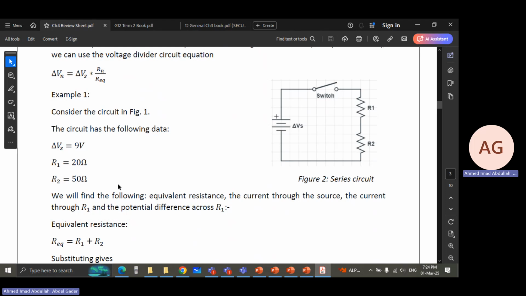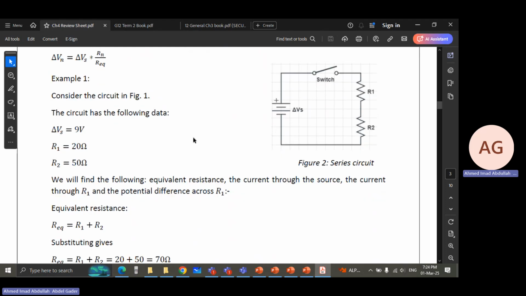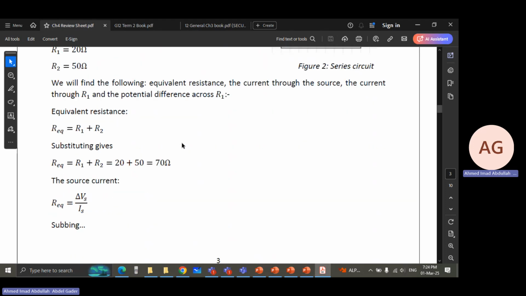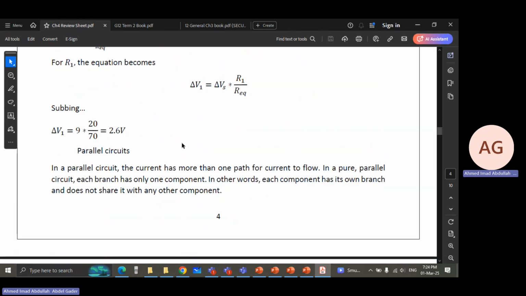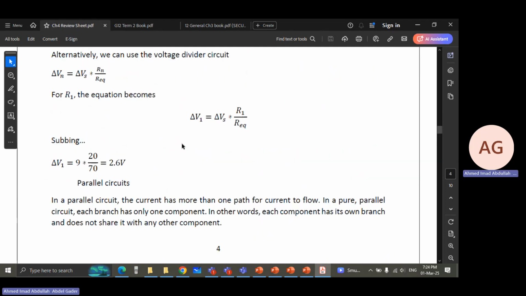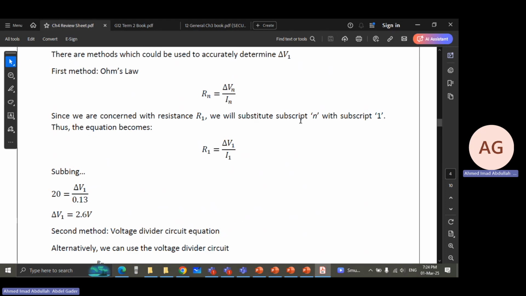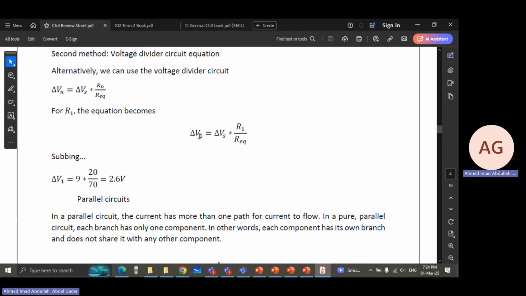So let's solve this example. We have a series circuit. This is the example we solved, but in this case, we will be applying the voltage divider circuit equation. Here, I calculated delta V1 rather than delta V2.